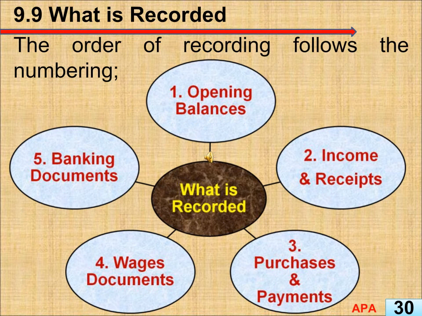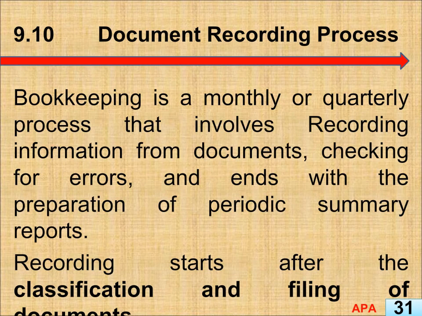Section 9.9. What is recorded? The order of recording follows the numbering. 1. Opening balances. 2. Income and receipts documents. 3. Purchases and payments documents. 4. Wages documents. 5. Banking documents.